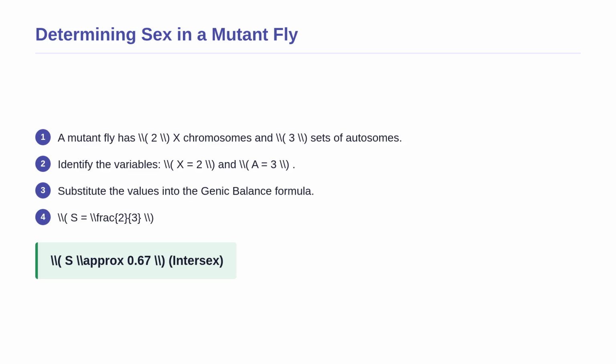First, we identify our variables from the problem. X equals 2 and A equals 3. Next, we substitute these values into our formula, dividing 2 by 3. The calculated sex index is approximately 0.67. Because this value falls strictly between 0.5 and 1.0, our final answer is that this specific fruit fly will develop as an intersex fly, proving that sex in Drosophila is indeed a sliding scale.